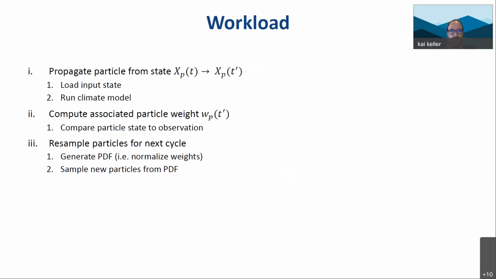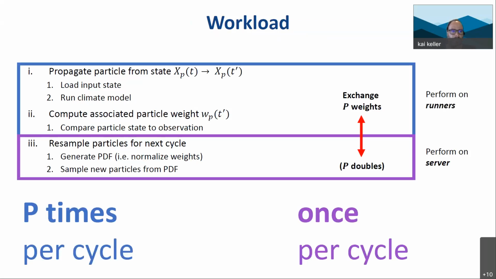What we need to do is propagate the particle from T to T prime, where T prime is the time where we want to apply the filter. So we need to update the climate model with the input state, and run the climate model to get the output state. After that, we need to compute the weights, so essentially compare to the observation to assign the magnitude of the weight. And at the end of each cycle, we need to generate the probability density function to resample, or sample new particles from that. Essentially that means normalizing the weights at the central point.